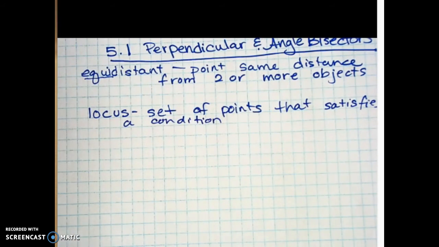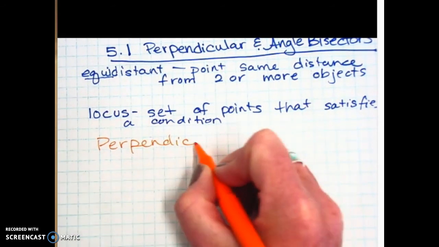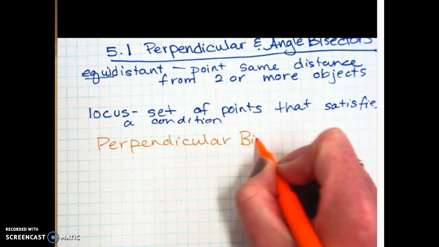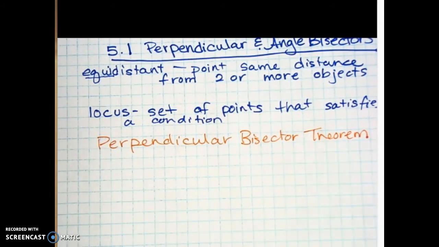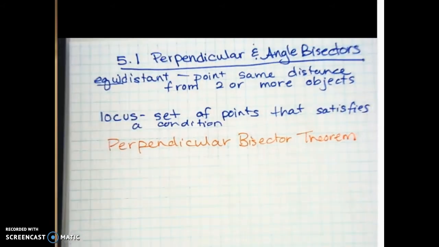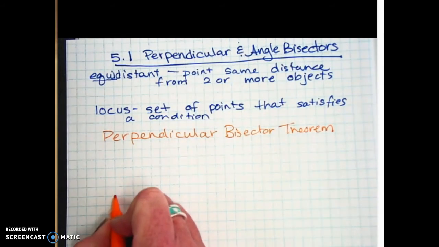All right. So the first thing we're going to talk about is something called the Perpendicular Bisector Theorem. I'm going to read it to you and then we're going to draw a little picture to help explain it. All right, so here's what it says. It says, if a point is on the perpendicular bisector of a segment, then it is equidistant from the endpoints of the segment. Okay?